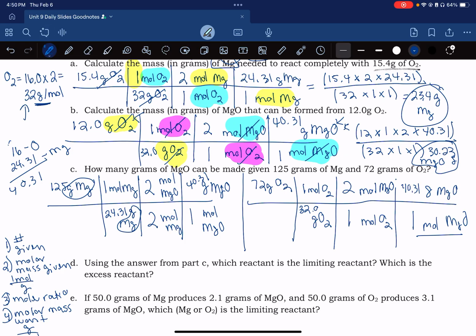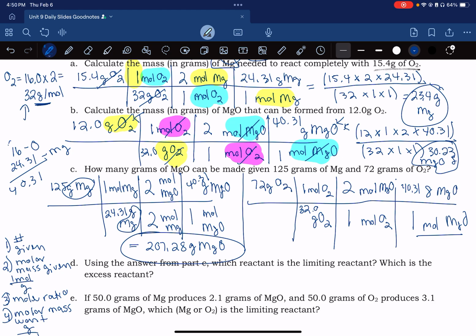40.31. All right. So we're going to multiply all the numbers across the top. I'm going to start with the first problem. 125 times 2 times 40.31, and then I hit enter. And I'm going to divide by 24.31. And again, I put this in parentheses, times 2 times 1 in parentheses, and I got 207.28. 207.28, okay, grams of magnesium oxide. So that is one possible answer to this problem.